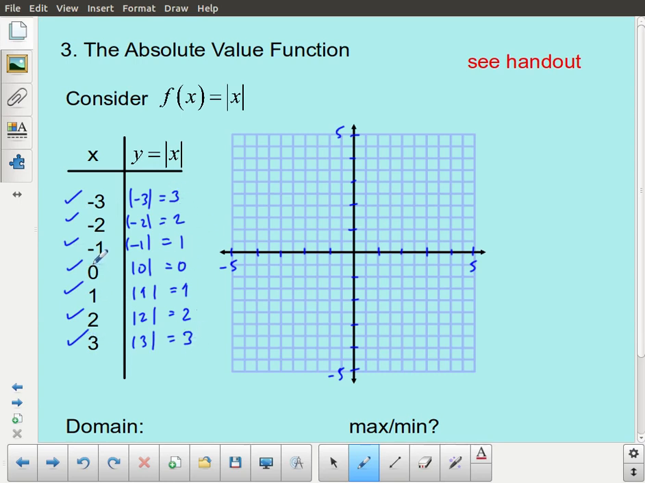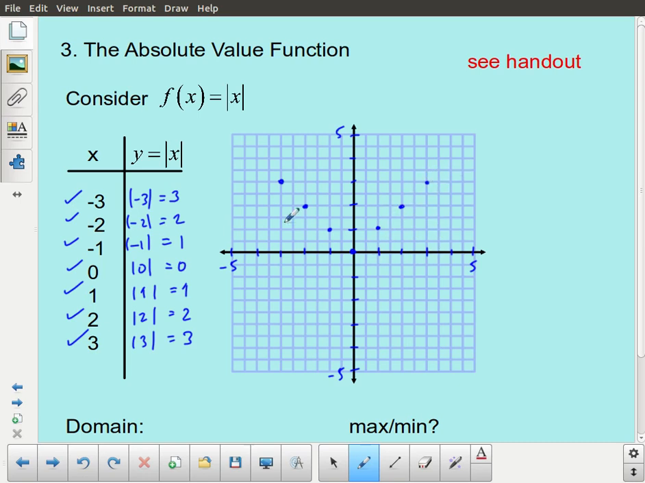So if we start from negative 3, which is here, at negative 3, I actually got a value of positive 3, which is up here. At negative 2, I got positive 2. Negative 1, I got positive 1. At 0, I had 0. Then at 1, I have 1. At 2, I have 2. At 3, I have 3.